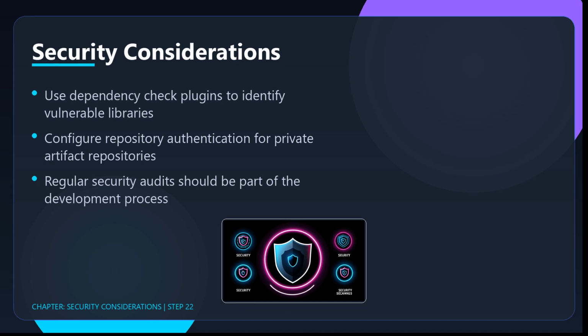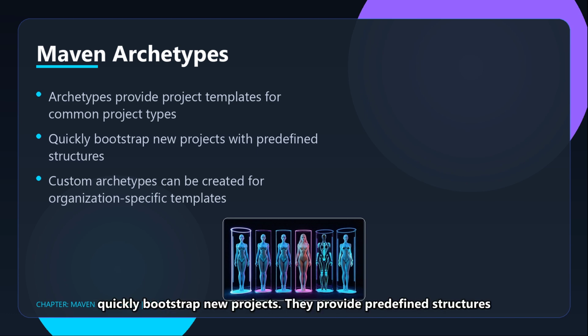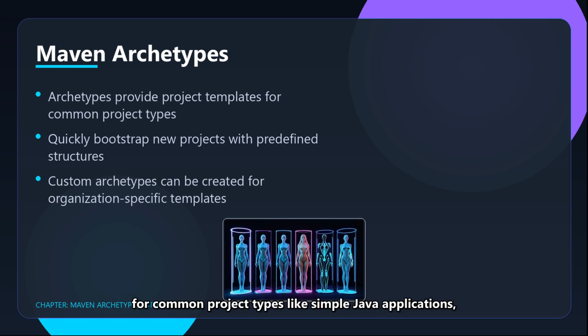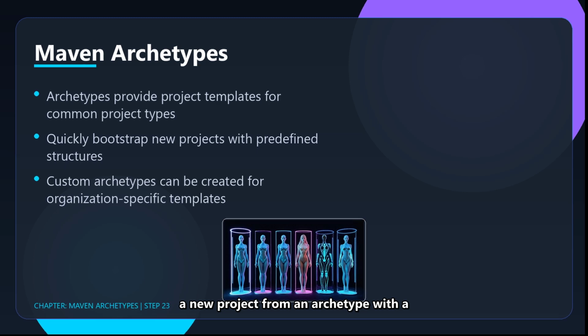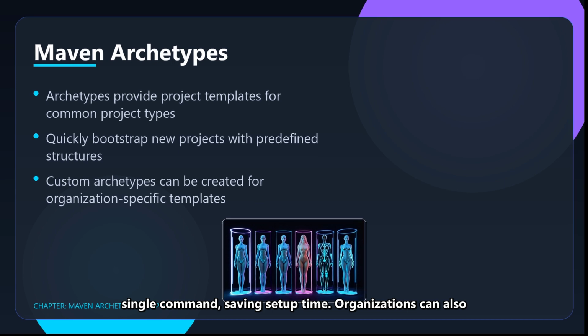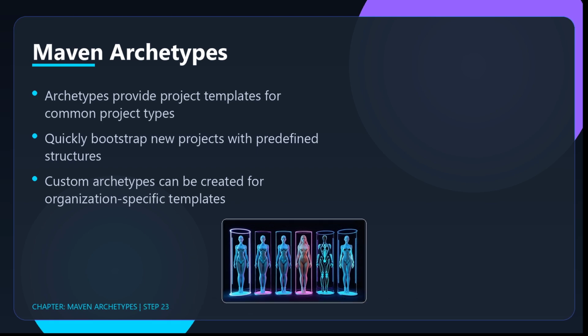Maven Archetypes are project templates that help you quickly bootstrap new projects. They provide predefined structures for common project types like simple Java applications, web applications, or multi-module projects. You can generate a new project from an archetype with a single command, saving setup time. Organizations can also create custom archetypes for their specific project templates, ensuring consistency across all development initiatives.